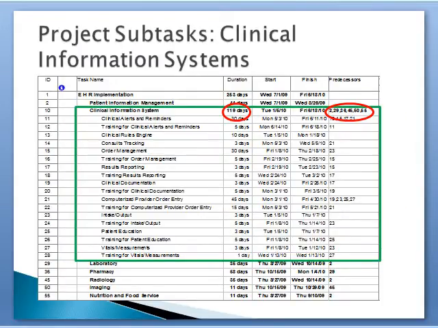The second task is clinical information systems. This is the most complicated task of them all. As you can see here, it has many subtasks to be configured before it can be completed. This task is expected to take 119 days to complete and cannot begin until all other tasks have been completed. This task will finish the same day the entire project finishes, on Friday, June 18, 2010.